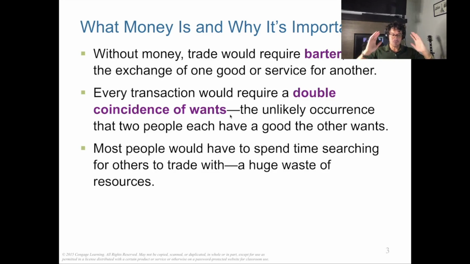But what I wanted to get from this slide is basically that in a world without money, transactions are very difficult. Why? Because in order to get the good you want, you have to find a person that is interested in receiving the good you are able to offer.